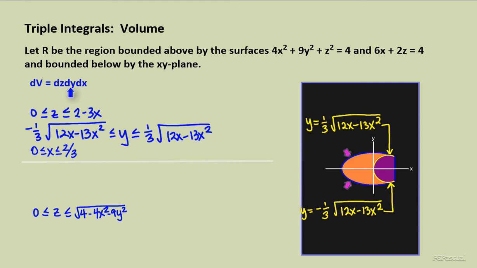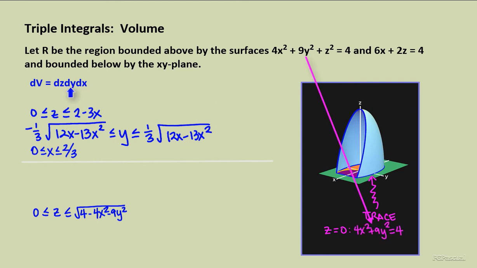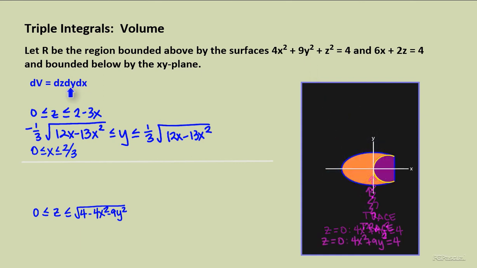Well, what about this other curve? The curve is actually the trace of the ellipsoid on the xy plane where z equals 0. So the trace equation is 4x squared plus 9y squared equals 4. As an exercise, the viewer can verify we should get y equals plus or minus 2/3 times the square root of 1 minus x squared.